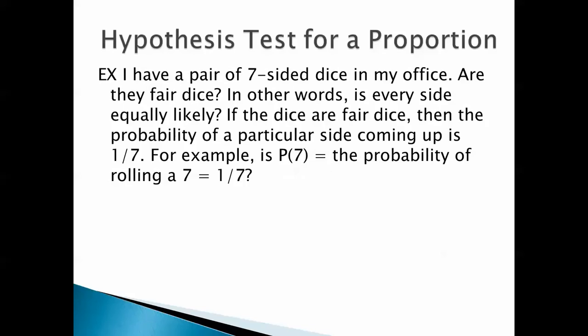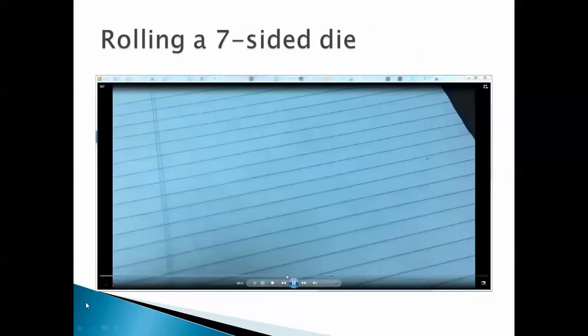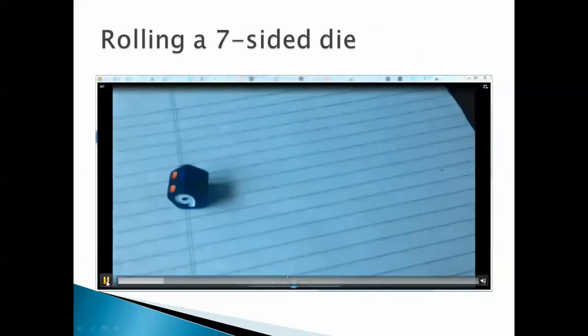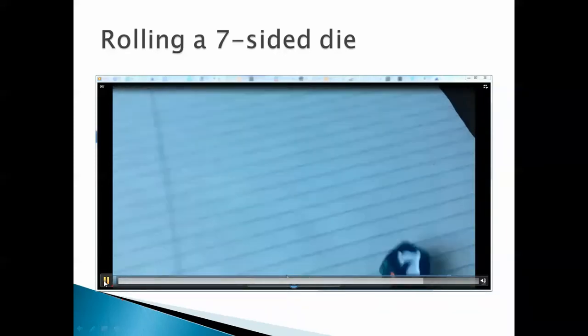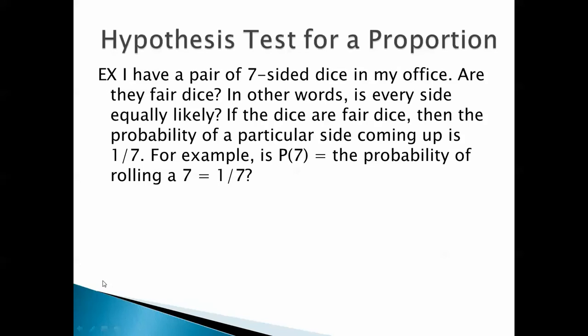For example, I have a pair of 7-sided dice in my office. Are they fair dice? Here's me rolling one of the 7-sided dice. There's a 7. Okay, so I have the pair of 7-sided dice in my office. Are they fair dice? In other words, is every side equally likely? If the dice are fair dice, then the probability of a particular side coming up is 1/7, whether it's the probability of a 1 or a 2 or a 3. For example, is P of 7, the probability of rolling 7, 1/7?